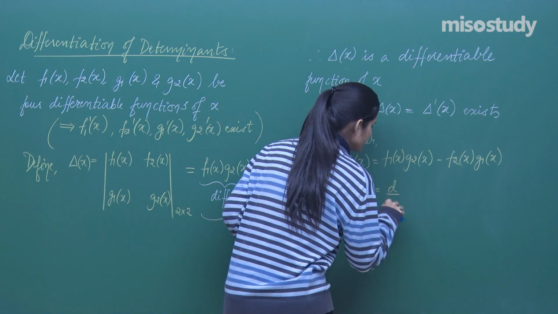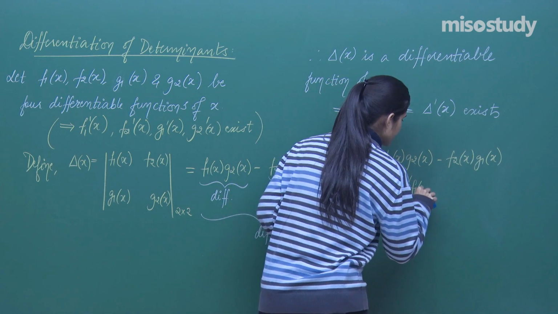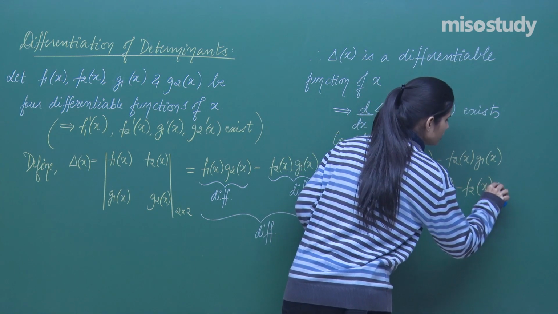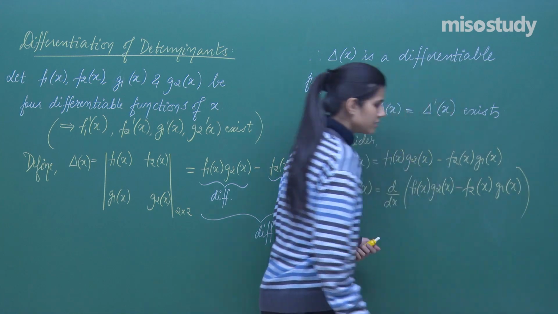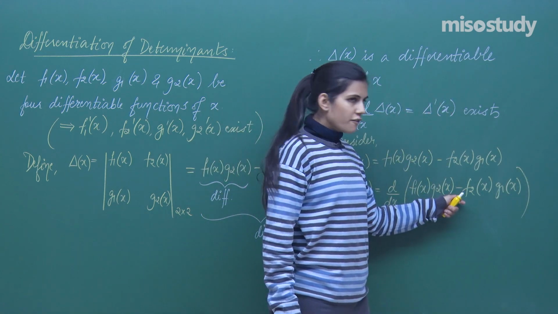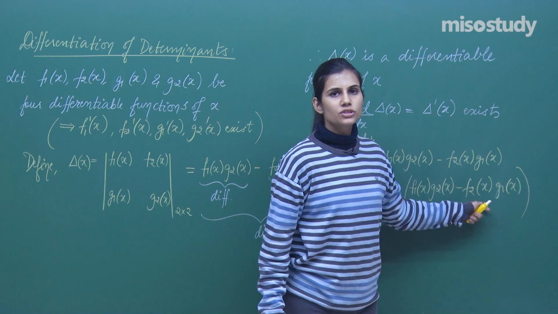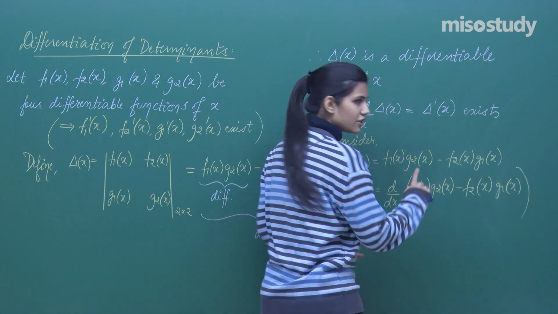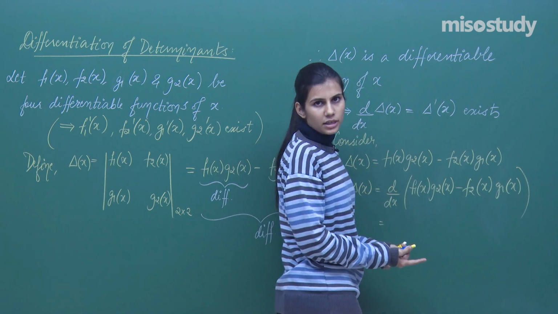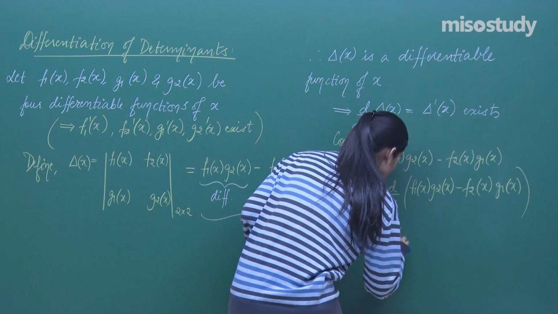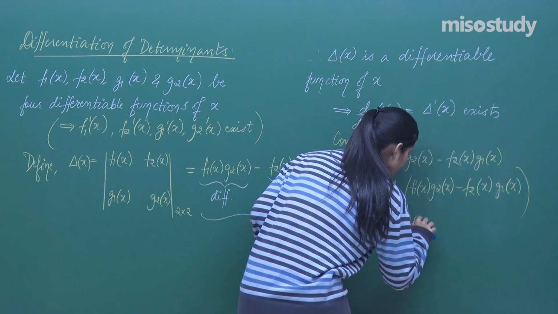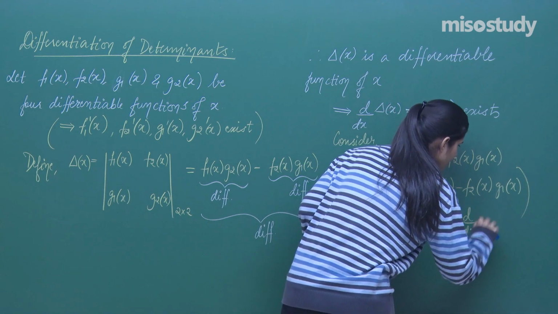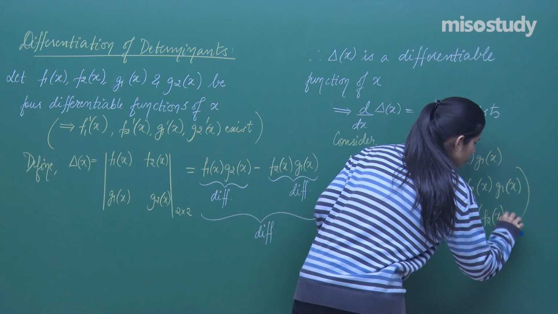This will be equal to d by dx of f1x g2x minus f2x g1x. Differentiation of subtraction of two differentiable functions is subtraction of differentiation of those two individual functions. So differentiation of the difference is difference of the individual differentiations. So it will be d by dx of f1x g2x minus d by dx of f2x g1x.